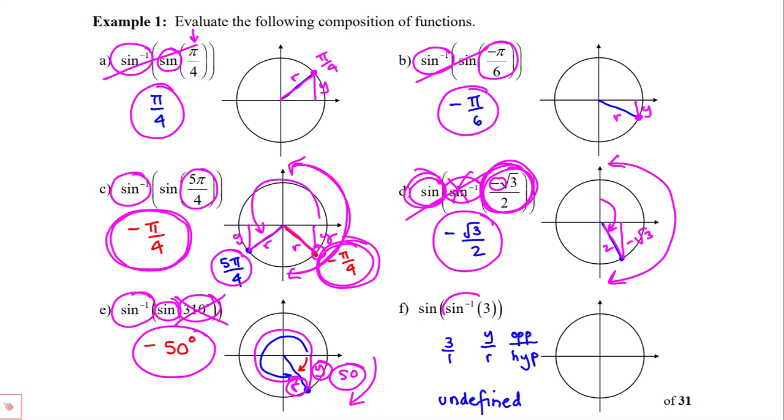Now we're looking for an angle that has a sine value of 3. Well, let's see. Positive first quadrant, sine is opposite over hypotenuse. How in the world are you supposed to get a hypotenuse smaller than one leg of the right triangle? That's ridiculous. Undefined.